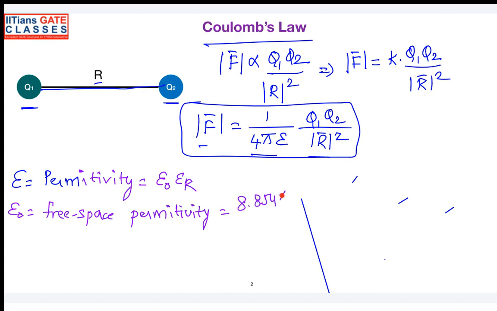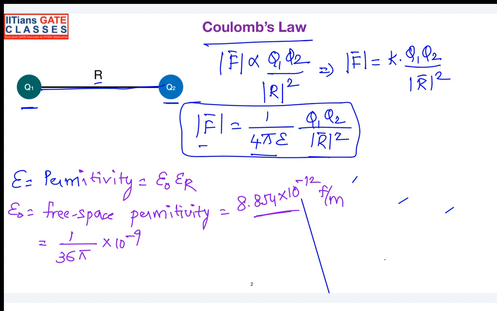But all of you may not remember this one. I will tell you a simple way: I will put this value like this, 1 by 36 pi into 10 power minus 9. Try to remember the value of epsilon in terms of pi, because when you go to the problems, it will be easy for cancellations. So try to remember 1 by 36 pi into 10 power minus 9 farad per meter.